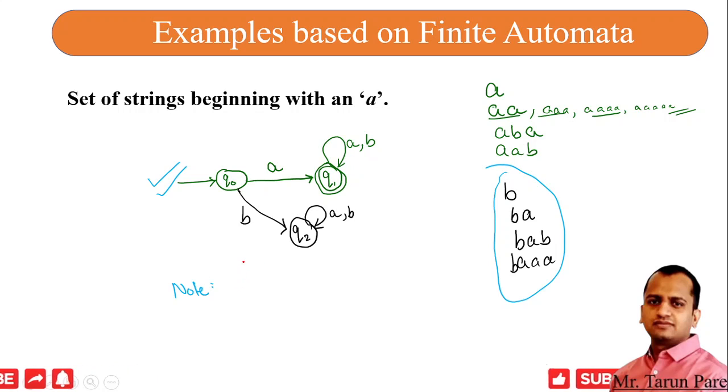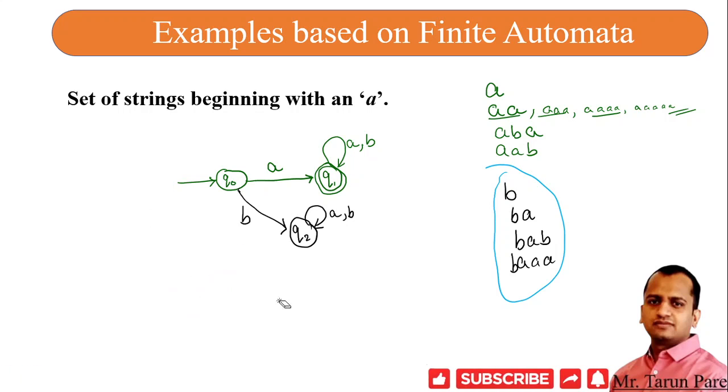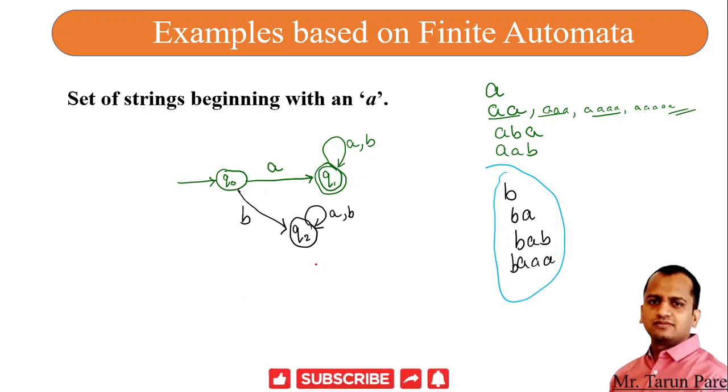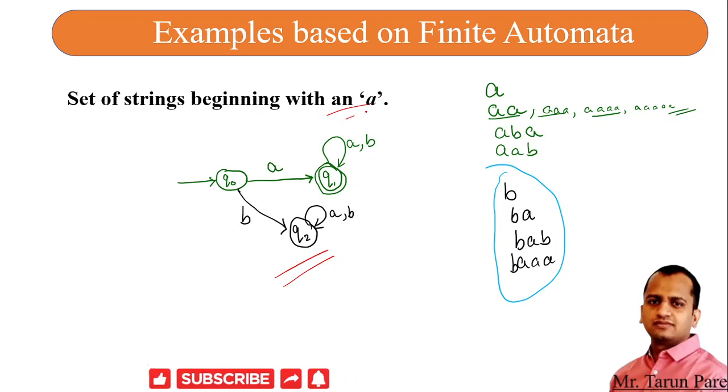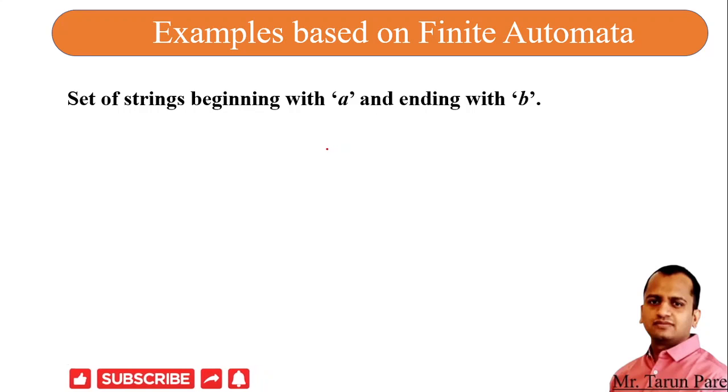Okay, a good automata has the capability to handle the possible strings which it can accept. Along with that, it has the capability to handle the exceptions also. This is the automata which accepts all the strings which begin with a. Now let's do another example.